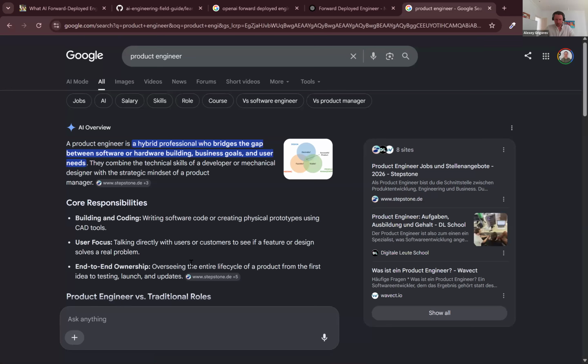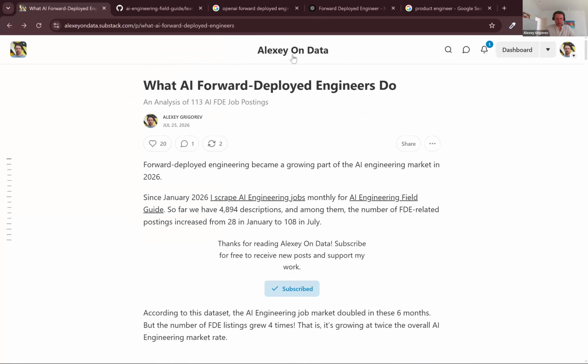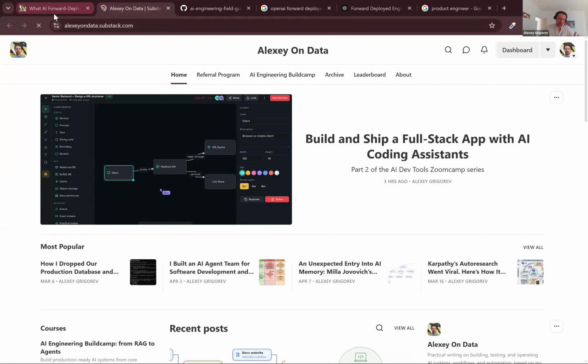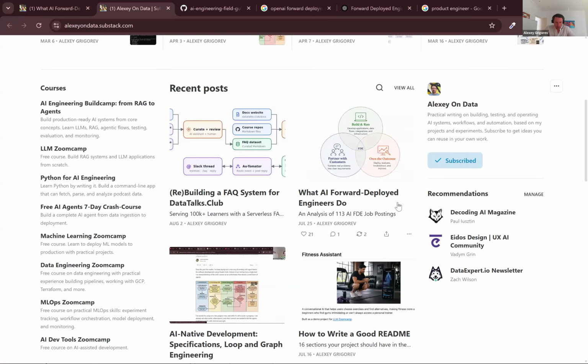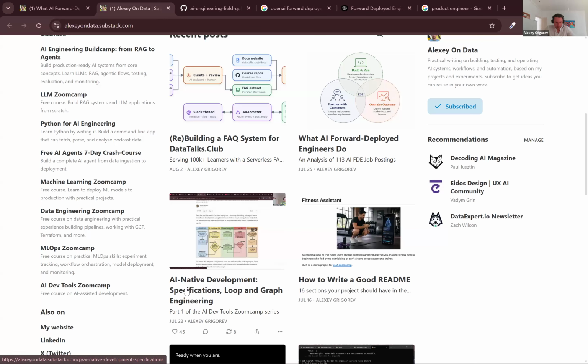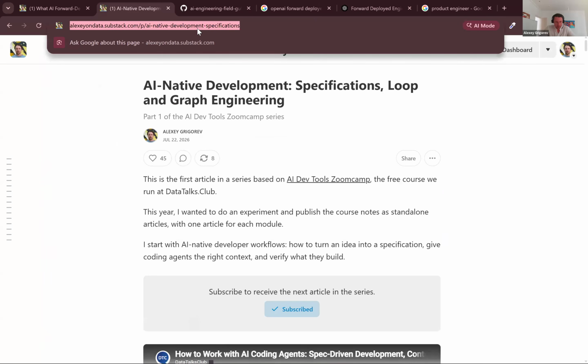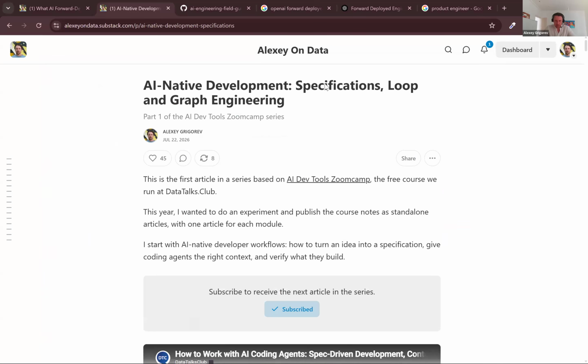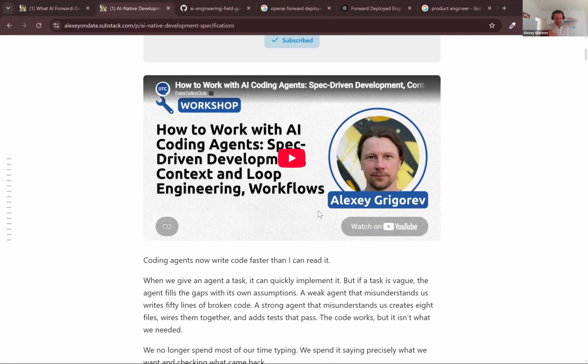Speaking of spec-driven development, if I go back to my Substack, I had an article about this: AI native development, specifications, loop, and graph engineering. I'm going to share it with you. There I describe how you as an engineer can use specification-driven development to make sure that AI creates what you need. So it's definitely a nice thing to have. I definitely recommend checking it out.